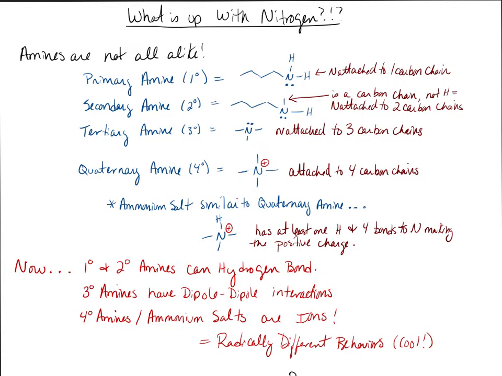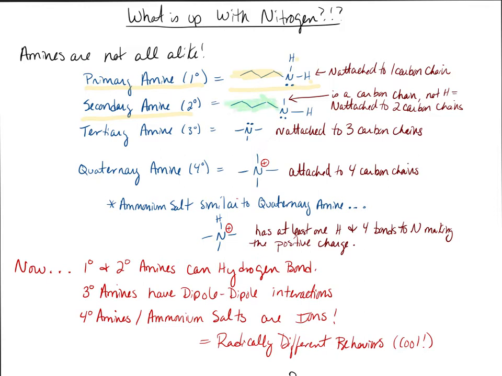Amines are not all alike when it comes to this intermolecular force stuff. We can have a primary amine, and a primary amine looks like a structure like this. You have some type of R group over here, a nitrogen, and two hydrogens attached to that nitrogen, at least two. You could also have three, which would really be ammonia, but we don't classify that as anything. The nitrogen is attached to a carbon chain and also to two hydrogens. What this means is it can hydrogen bond. It's happy.